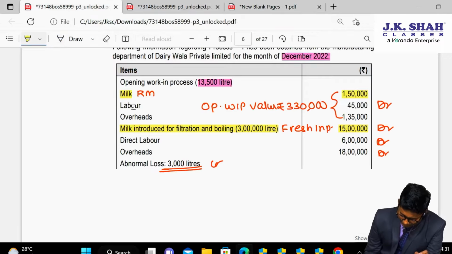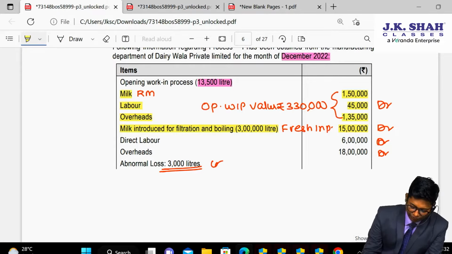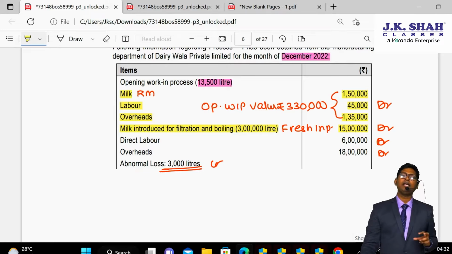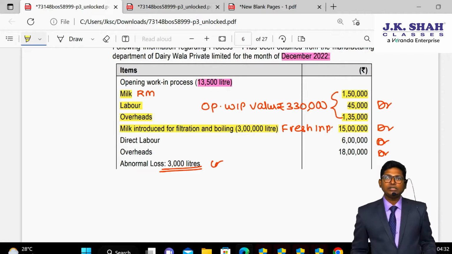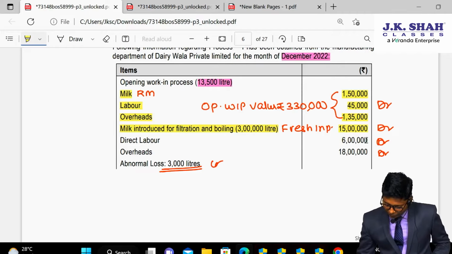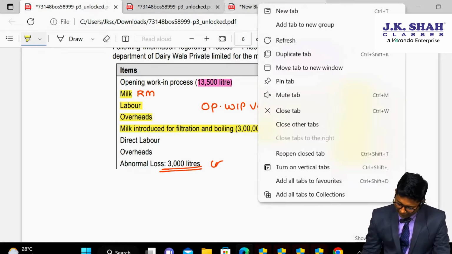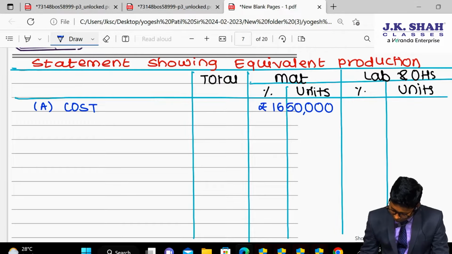Then if you check the labor and overhead, 45 plus 135, this much, 1,80,000, labor and overhead, which is commonly called conversion cost, is available with us. And in addition to that, the 6 lakhs and 18 lakhs you have introduced recently. So the total of 25,80,000 is the material cost, labor and overhead cost.